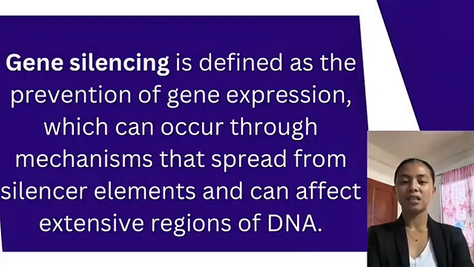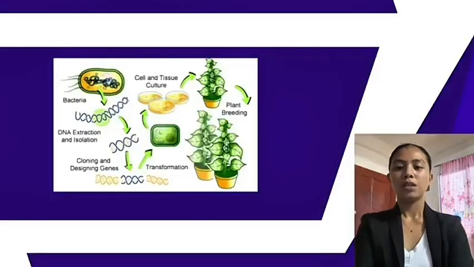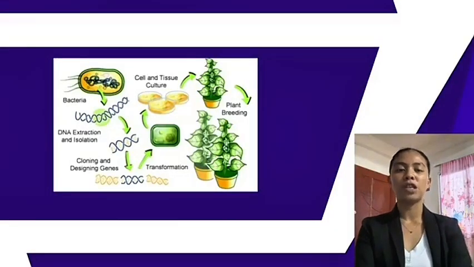Gene silencing. Gene silencing is defined as the prevention of gene expression, which can occur through mechanisms that spread from silencer elements and can affect extensive regions of DNA. Gene silencing is one of the most efficient tools which downregulates the expression of a gene in a definite way and has compelling influence on crop improvements.